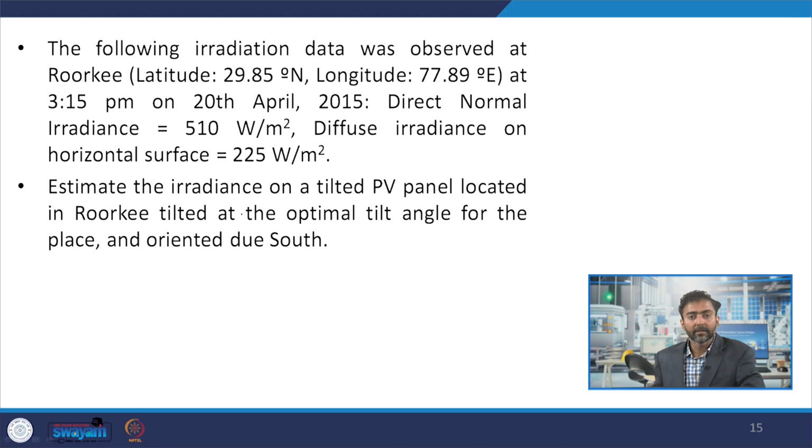Before I end this class, I will give you this problem which you should try on your own. This is just some sample data I have put here for the location of Roorkee, because we are located here in IIT Roorkee. The latitude angle is 29.85 degrees north, longitude is 77.89 degrees east, timing 3:15 p.m. on 20th April 2015, and the irradiation DNI is 510 watt per meter square, the DHI is 225 watt per meter square, and you have to estimate the irradiation on a tilted PV panel located in Roorkee, tilted at the optimal tilt angle for the place and oriented due south.